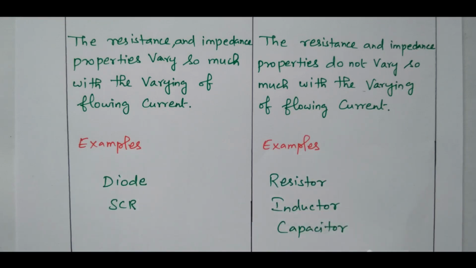Either positive or negative voltage, this resistor will absorb the energy and dissipate it in the form of heat. Inductor will store the energy in magnetic field. Capacitor will store the energy in electric field, right? So in this video we discussed what is unilateral element, what is unilateral circuit, what is bilateral element and bilateral circuit, and comparison with examples also we discussed. Thank you.